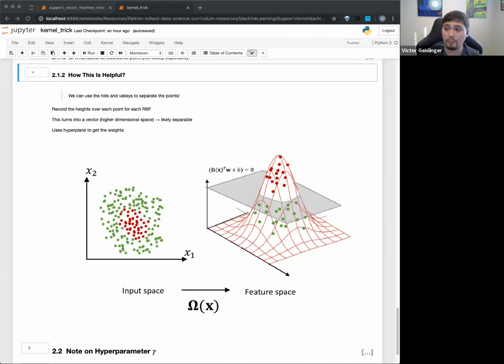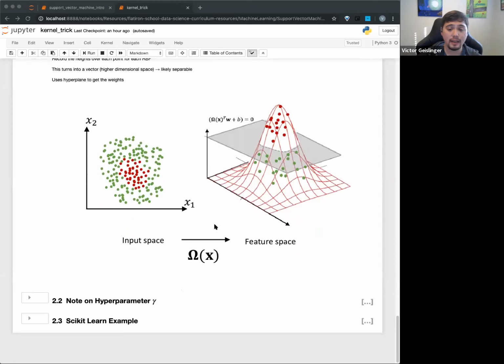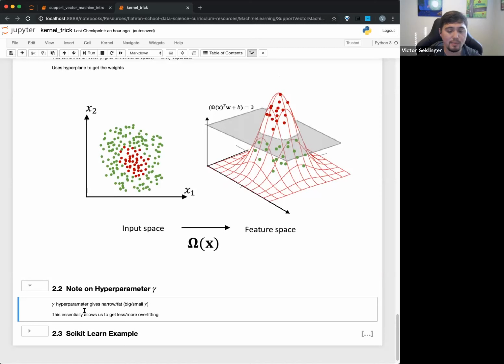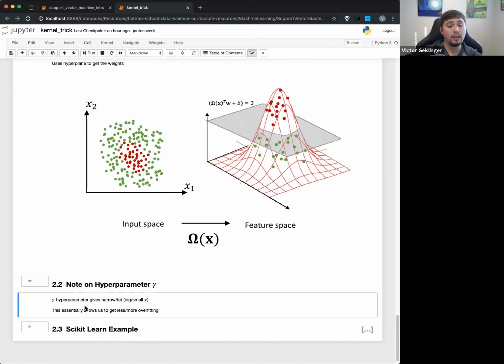Okay. Now, one thing to note is that this is another hyperparameter, gamma. Gamma tells us basically how hard we pull up on any of those points. So essentially, do we make it a really skinny mountain or a really fat mountain? If you have a very big gamma, you're going to pull it really far up, which means it's going to make really, really skinny points, which means you're going to tend to have overfitting.